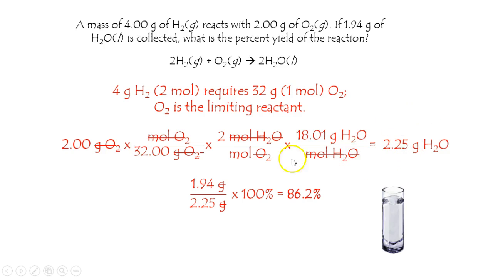That's our theoretical yield. They did pretty good. They got 1.94 grams out of the 2.25. That is an 86.2% yield.